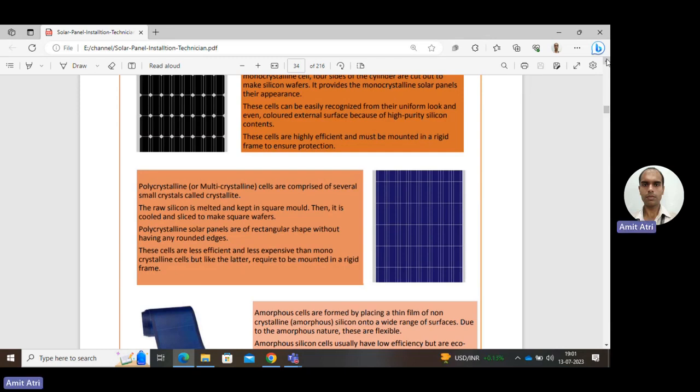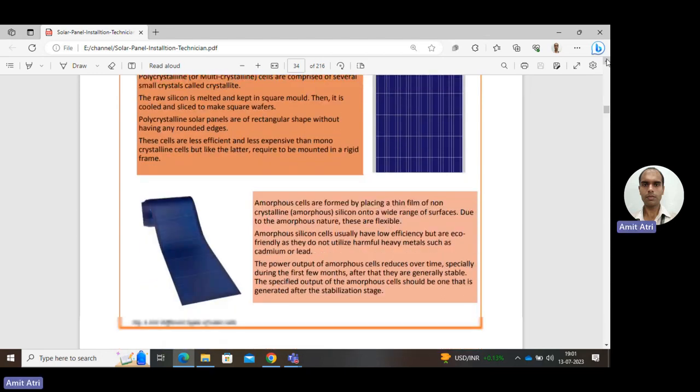So these cells are less efficient. Yes, comparatively, the efficiency of polycrystalline solar cells is less as compared with monocrystalline cells. But they have an advantage that their price is less. Monocrystalline has higher efficiency but also higher price, whereas polycrystalline has lower efficiency, but the price is also less. Both of them need to be mounted on a rigid frame.